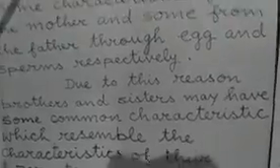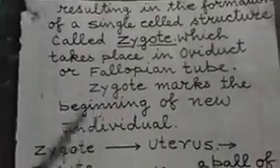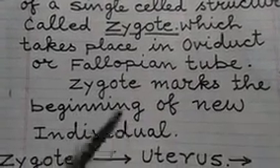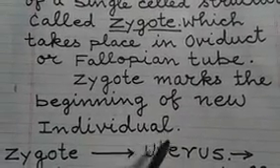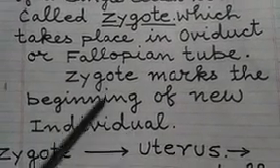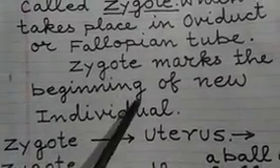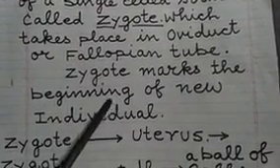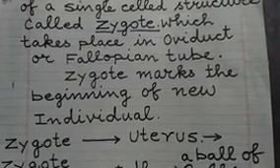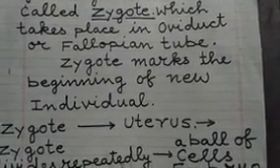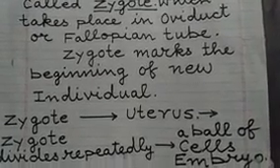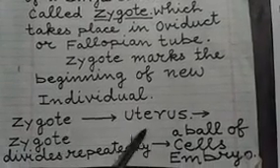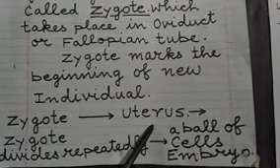Now, students, after the development of the zygote, this zygote development which has taken place as a result of the fusion of male and female gamete during the process of fertilization, this process of formation of the zygote takes place in the female reproductive organ, that is the oviduct or the fallopian tube. After the development of the zygote, it travels or gets transferred into another female reproductive organ that is called the uterus.